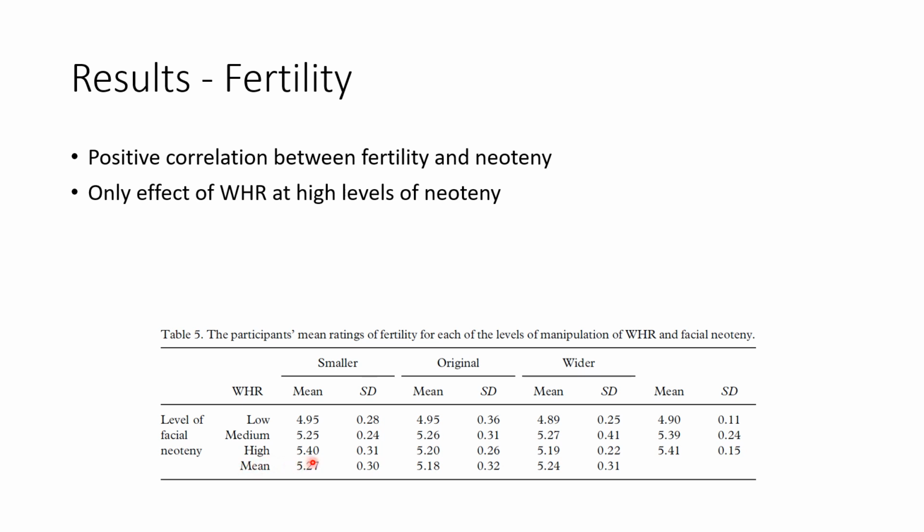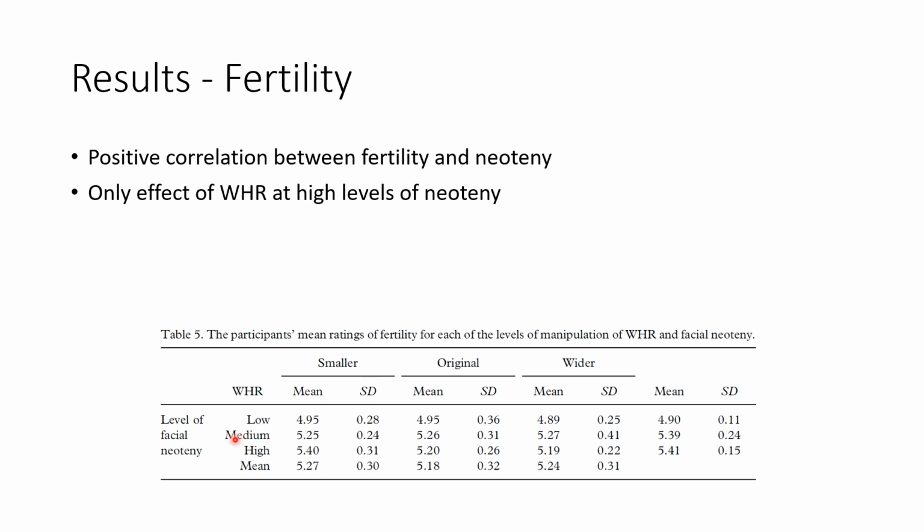Here is the smaller waist to hip ratio, 5.4, original 5.2, and wider 5.19. Statistically, there is a difference between these ratings. So specifically, the high neoteny pictures that have the smaller waist hip ratio are being rated significantly higher than those from the original and the wider. This is not the case at the other two levels of neoteny, low and medium.